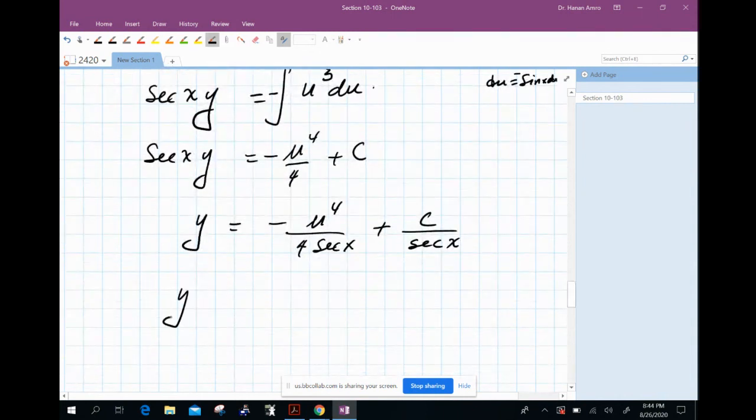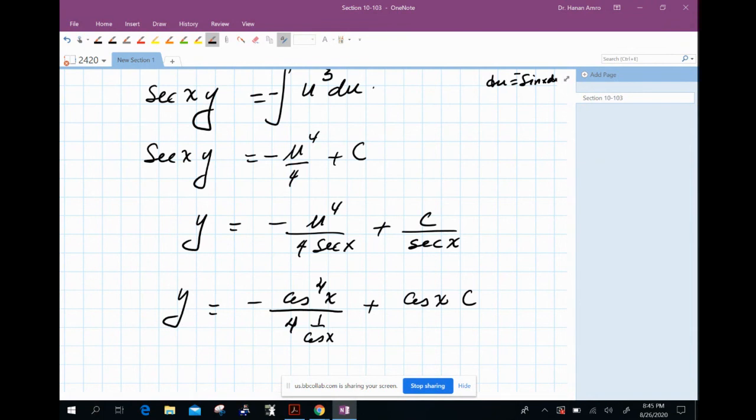U is the cosine. Y is equal negative cosine to the fourth of x divided by 4. But keep in mind, secant is 1 over cosine of x. And then plus, we can actually make sure this is cosine of x times c. So if you want to keep it that way, that will be also good to handle.